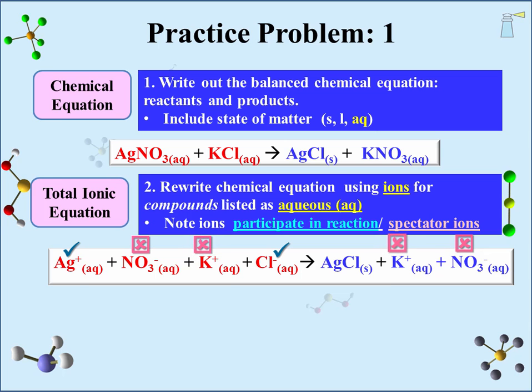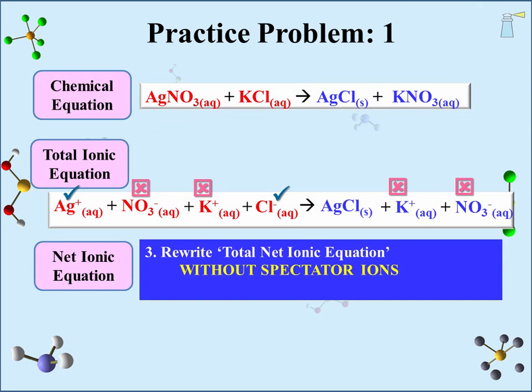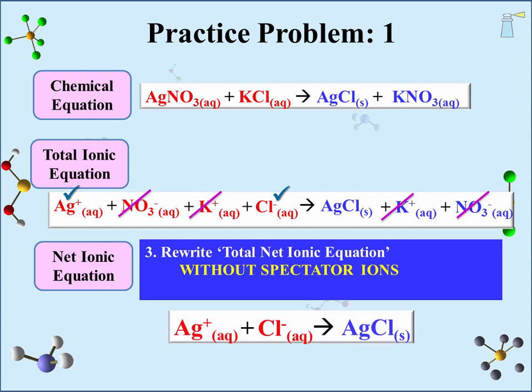We are now ready for the third type of equation, the net ionic equation. We will take the total ionic equation and rewrite it without the spectator ions. In other words, remove the nitrate ion from both sides and remove the potassium ion from both sides, leaving the reaction aqueous silver ion plus aqueous chloride ion react to form solid silver chloride. The reaction has been reduced to its essentials.